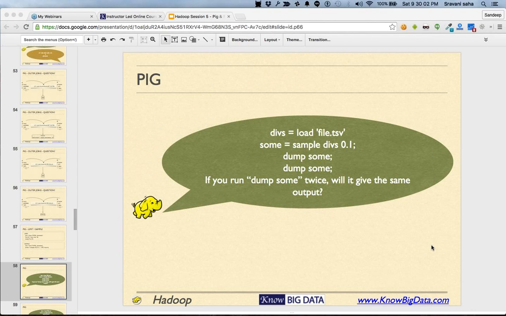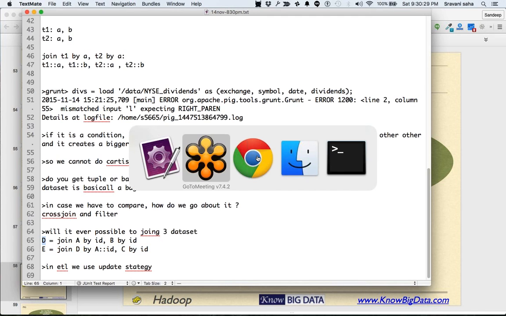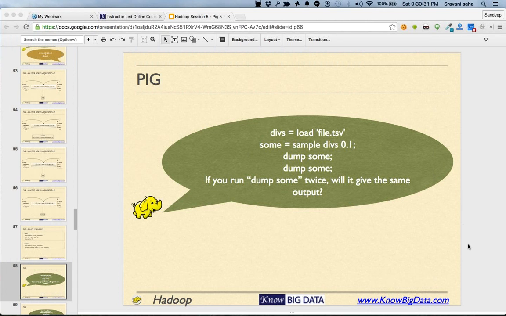Okay, it gives us the random sample, random 10 records. All right. So Randhir's question was, will it be possible to join three data sets? And that's what I was explaining. So I think it should be possible by saying join A by ID, B by ID, C by ID, or you can split the three data sets this way. First join the first two, then join the third one with the previous result. Okay, so that's what I was explaining when the connection got disconnected.